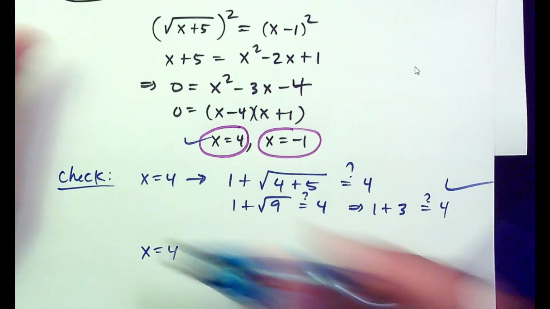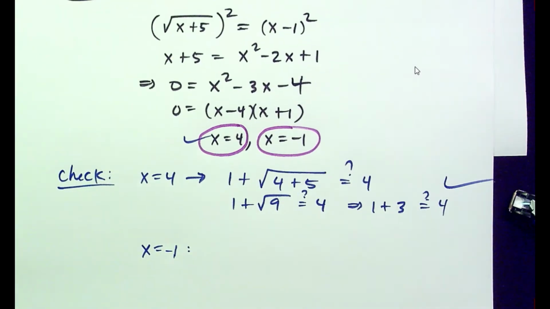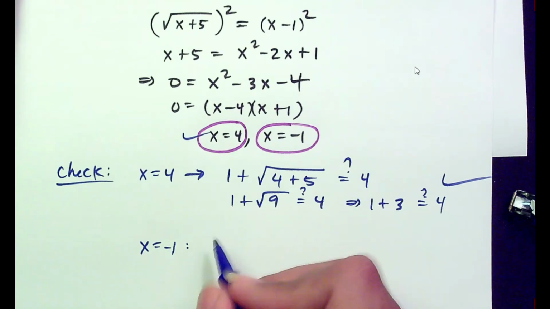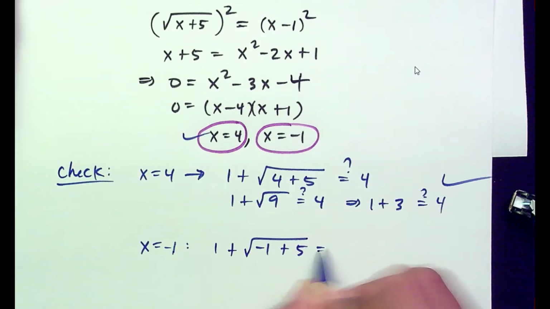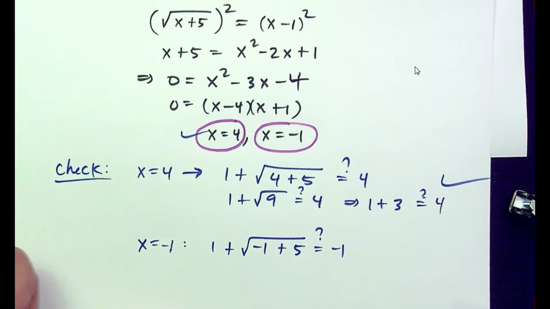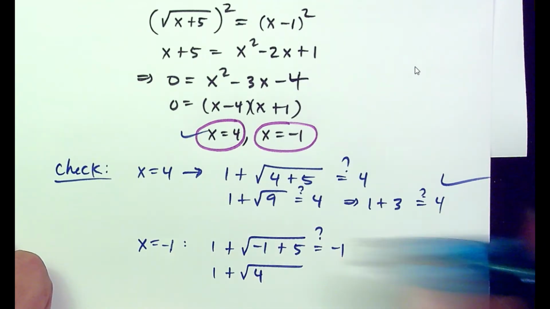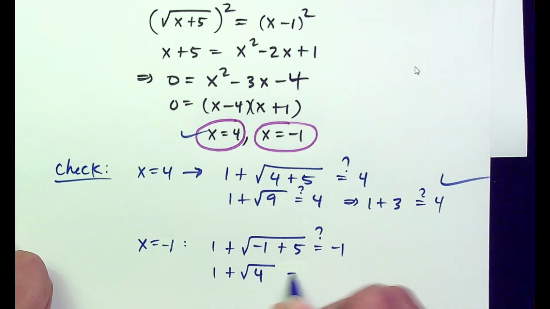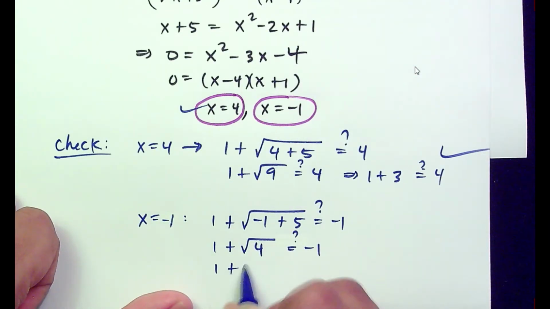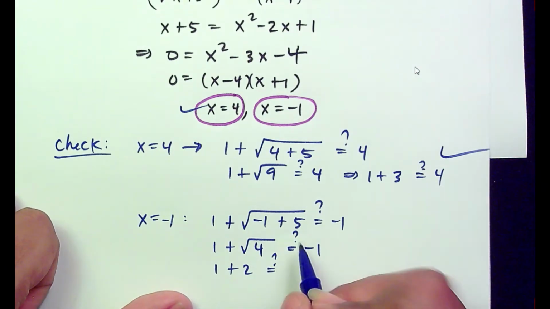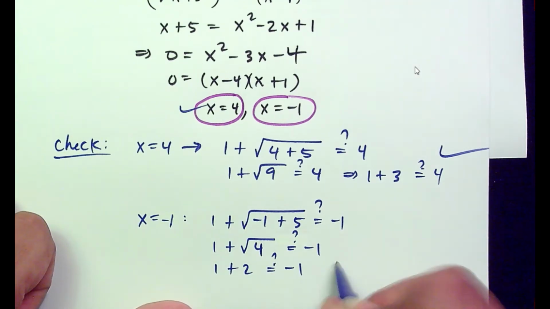Now let's check the other one. The other one is negative 1. Okay, now let's plug in negative 1 in here. Is it true that that's equal to negative 1? I don't know. Let's see. Negative 1 plus 5 is actually 4. Is it true that this is equal to negative 1? Well, square root of 4 is 2. Is it true that 1 plus 2 equals negative 1? No, this is false.